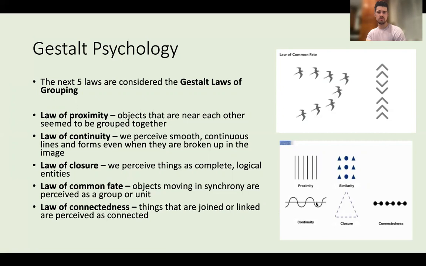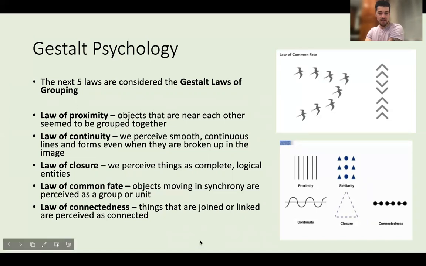The law of closure: we perceive things as complete, logical entities. You can see over here to the right, we have this triangle. It's not closed. We can see that it's not an actual closed shape, but we can assume that it is a triangle just because of our perception. We like to perceive things as complete and closed, so we're going to perceive that as a triangle.